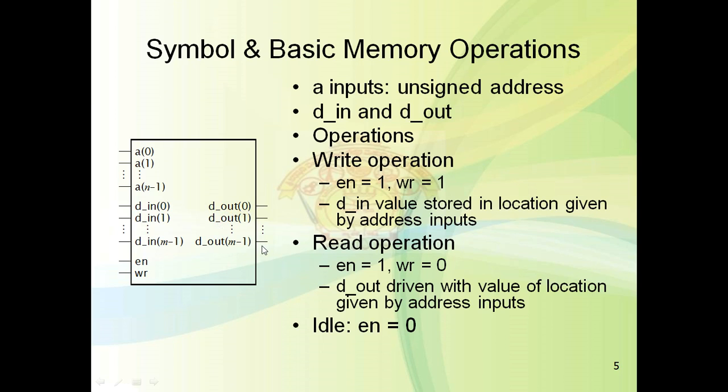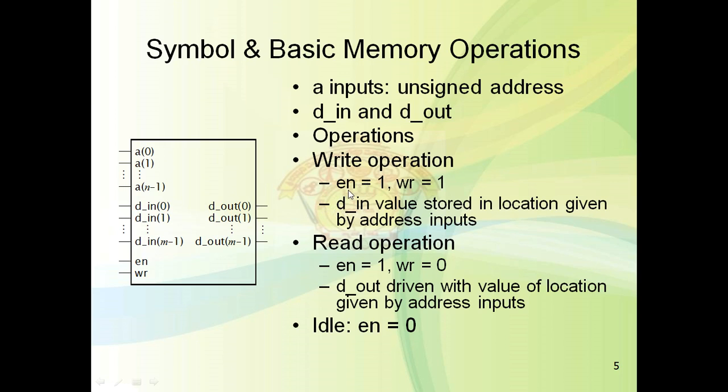There are two operations we are going to perform on the memory. These are the memory write operation and the memory read operation. Whenever you want to do a memory write operation, you should enable the memory. So therefore enable is equal to 1, and for the write operation we have to make the write pin equal to 1. So whatever data is on the input lines will be stored into the particular location indicated by the address lines. Okay, so that is the write operation.